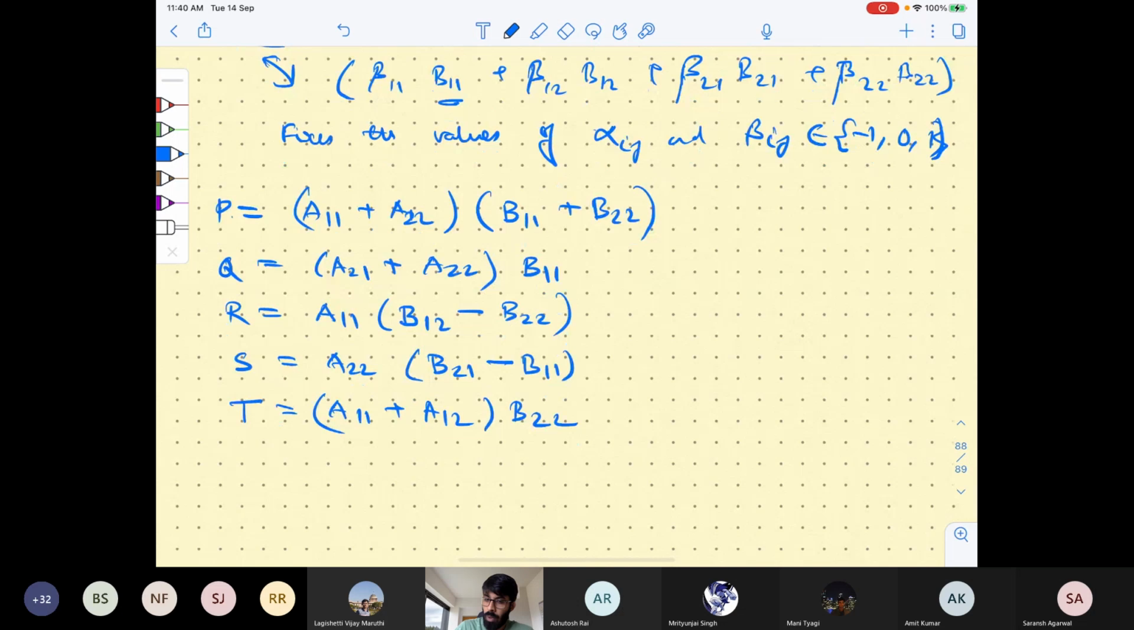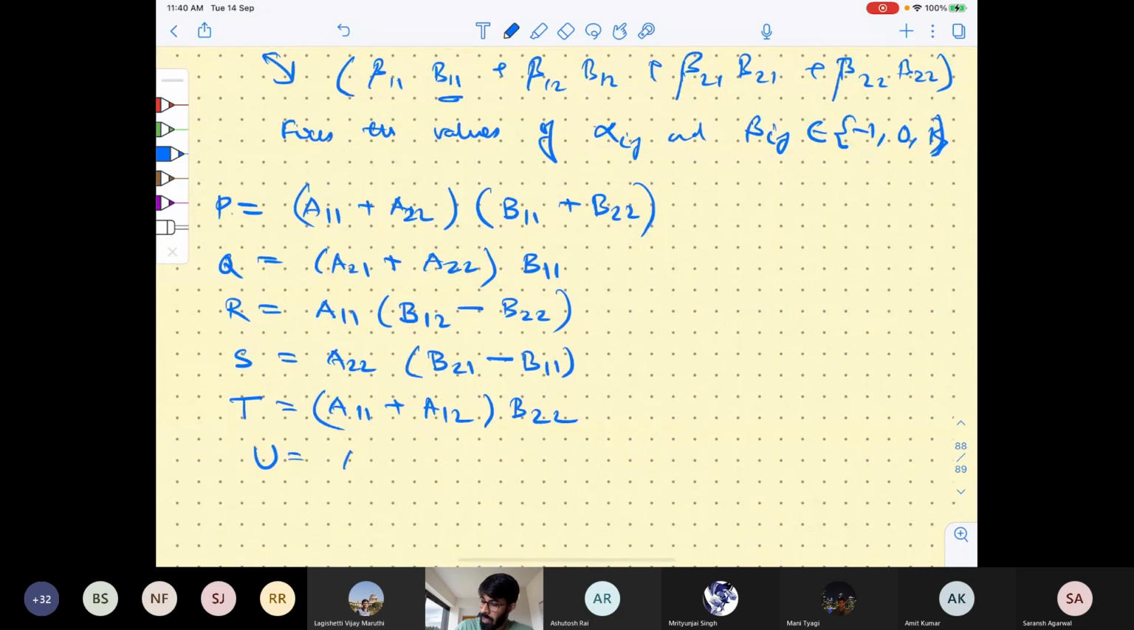U is equal to A21 minus A11 times B11 plus B12, and V is equal to A12 minus A22 times B21 plus B22.